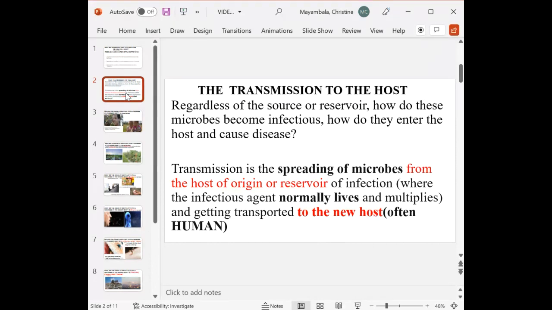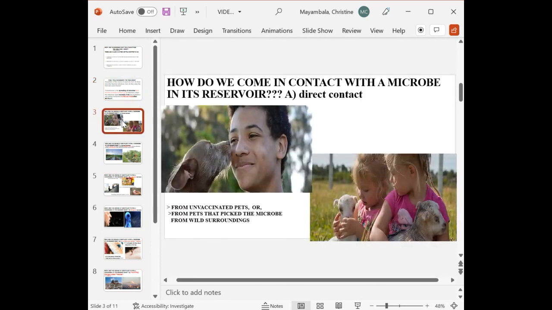And it just basically tells you regardless of where that organism came from, regardless of the source or reservoir of that microbe, those organisms can become infectious when they enter your body, again, with a lot of factors playing a role. The transmission is the spreading of the microbe, but the infection is when your body is overwhelmed by the number of organisms that have invaded you. So with that, slide number 3, we start looking at the different ways that these microbes get transmitted.